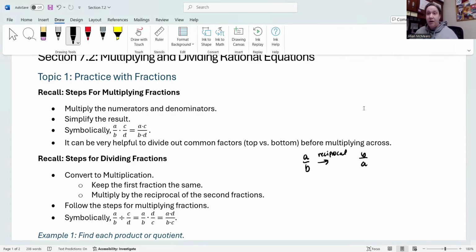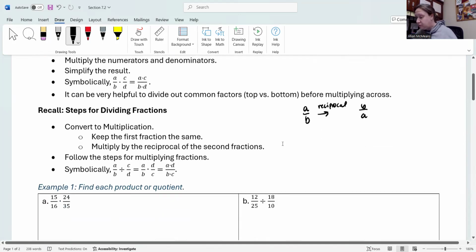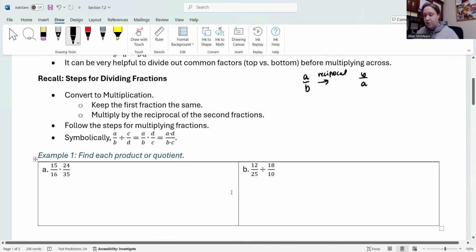And then you multiply. However, just like with multiplication, it's easier if you divide out common factors before you multiply across. Again, we're going to see that same thing come up when we deal with multiplication and division of rational expressions. So let's practice one of each, and then in the next video, we'll talk about rational expressions.